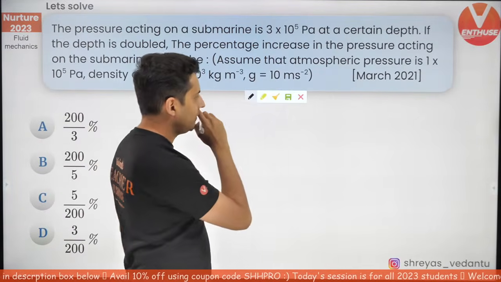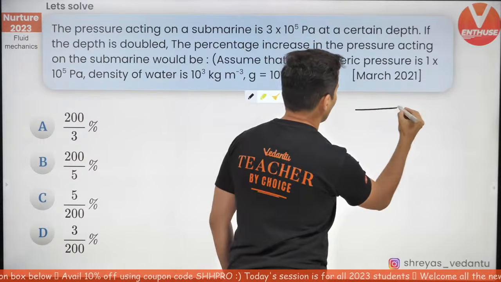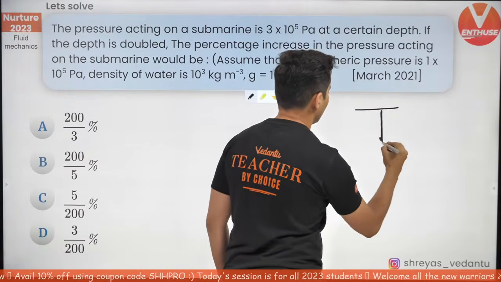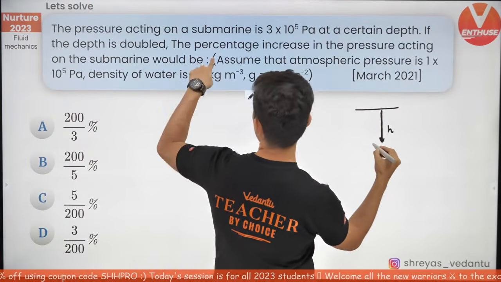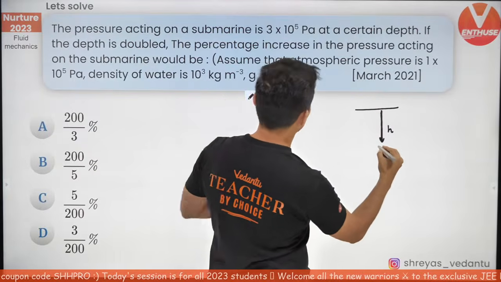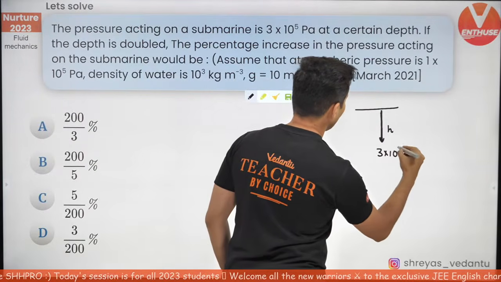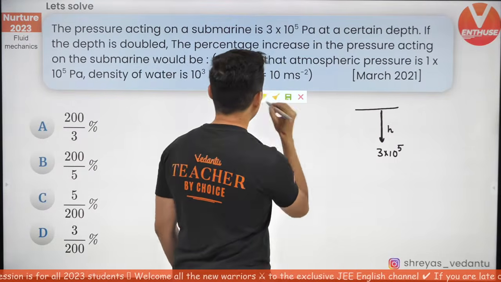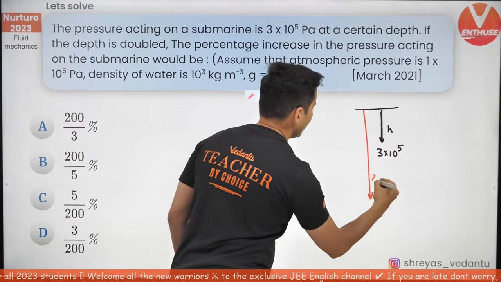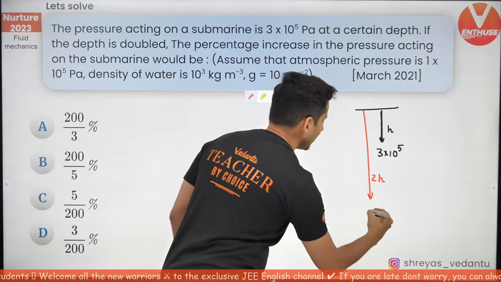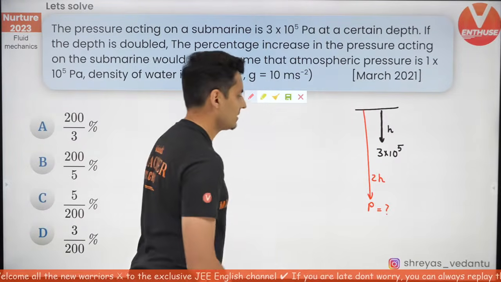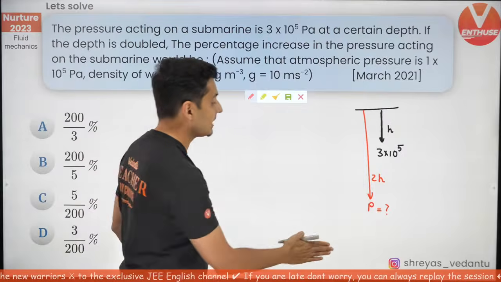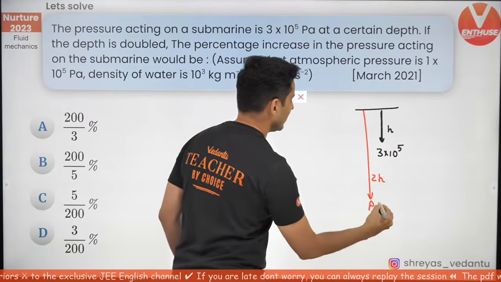Interesting. Now what we have over here is that at a certain depth h, the pressure is 3 into 10 to the power 5. Interesting. Now if you double the depth, you have gone to 2h, then what is the new pressure? Sorry, not the new pressure, what's the percentage change in the pressure?